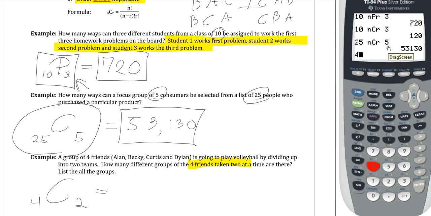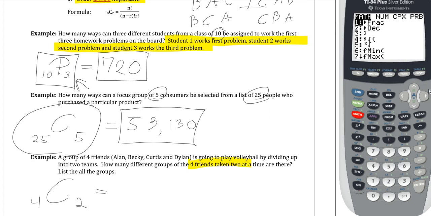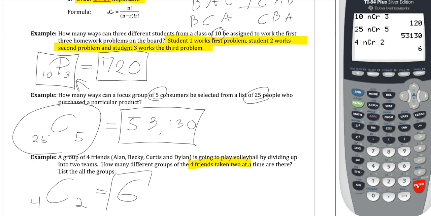If we do this in our calculator, that'll be 4, math, go to the probability tab, and select NCR. 4 NCR 2 should give us an answer of 6. So there's 6 different ways of having groups of 2 teams with those 4 people.